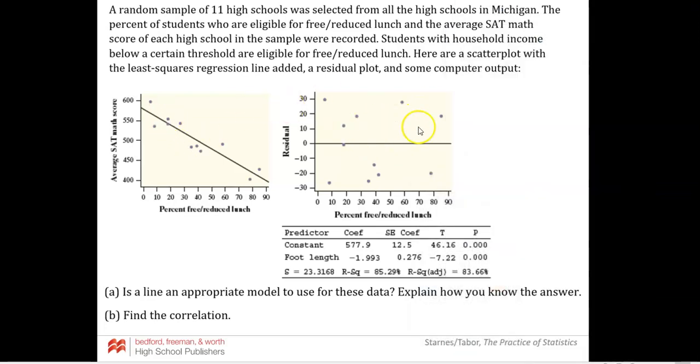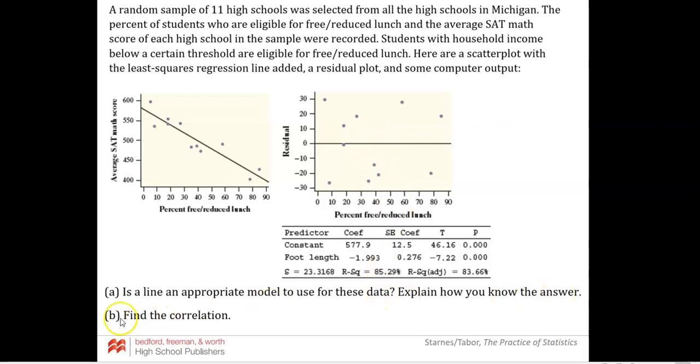We see that to the right here, on the top right, is what's called the residual plot. I see a lot of scatter there. I don't see a pattern of any kind. So I think a linear fit is definitely a good fit for this model. That's good. Is a line an appropriate model? Yes, because of the scatter, the lack of a pattern found on the residual plot at the top right.